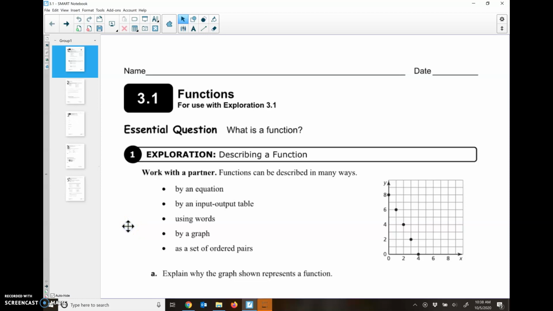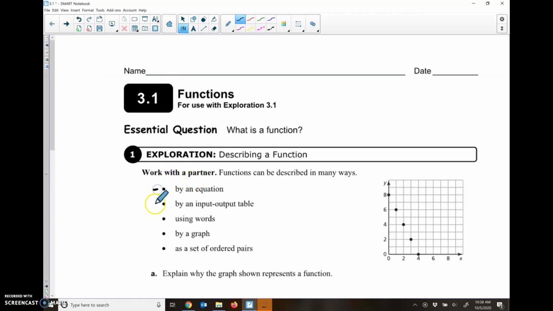Hey, this is Mr. Mulla for lesson 3.1, functions. This is one of those lessons where, people at home, you're going to want to take notes. This is not a difficult lesson, but there's just a lot of vocab and a lot of ways to solve these problems.